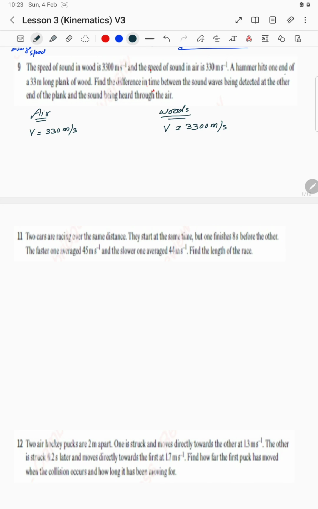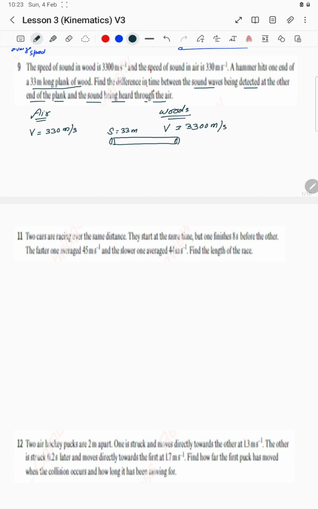A hammer hits one end of a 33-meter long plank of wood, right? Suppose it's a plank of wood that is going to be hit by the hammer, and that is how much? 33 meters. So S is 33 meter. Find the difference in times between the sound waves being detected at the other end of the plank and the sound being detected through the air.